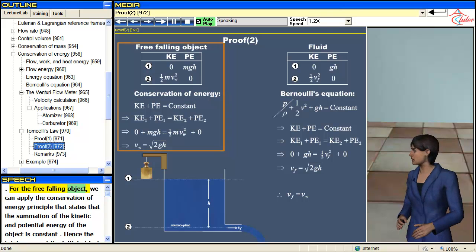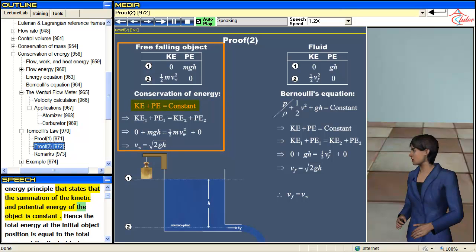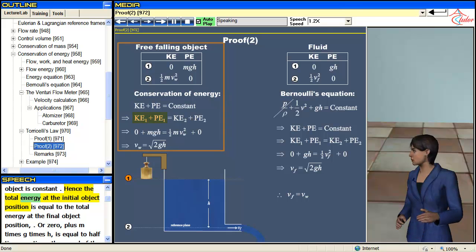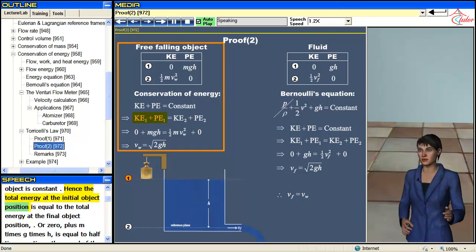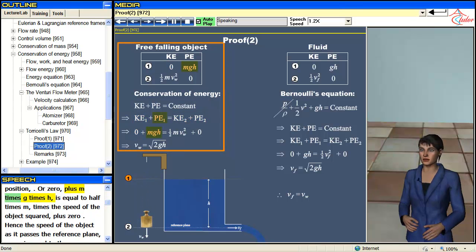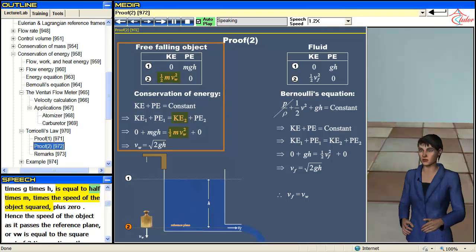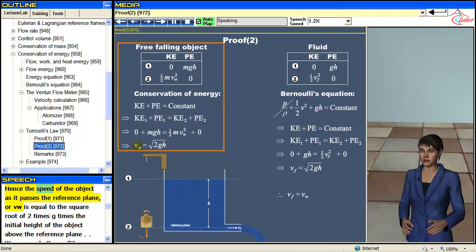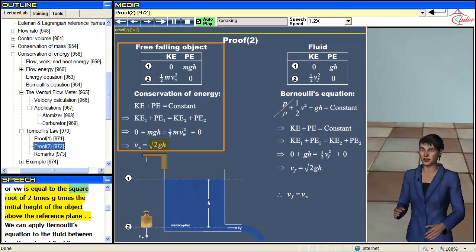For the free-falling object, we can apply the conservation of energy principle. That states that the summation of the kinetic and potential energy of the object is constant. Hence, the total energy at the initial object position is equal to the total energy at the final object position, or 0, plus m times g times h, is equal to half times m, times the speed of the object squared, plus 0. Hence, the speed of the object as it passes the reference plane, or Vw, is equal to the square root of 2 times g times the initial height of the object above the reference plane.